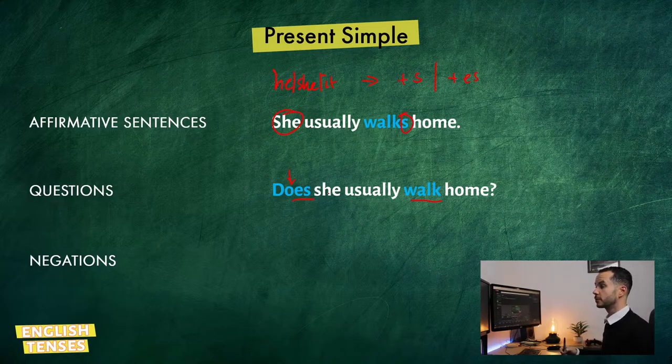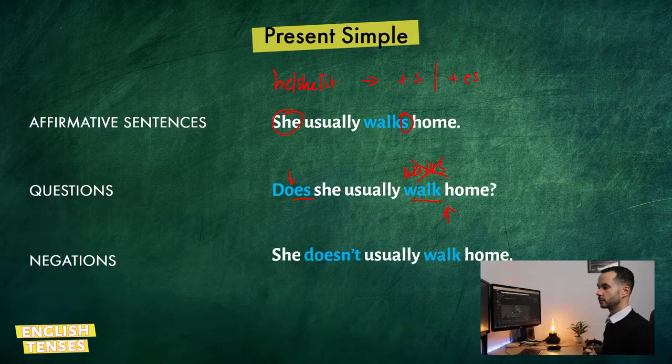So, does she usually walk. Even though we have she, it doesn't mean we need to have does she usually walks, right? That's incorrect. So that's something to think of. So when we use present simple, we only get extra S if we have the auxiliary verb to do. We don't get it for the main verb or full verb.